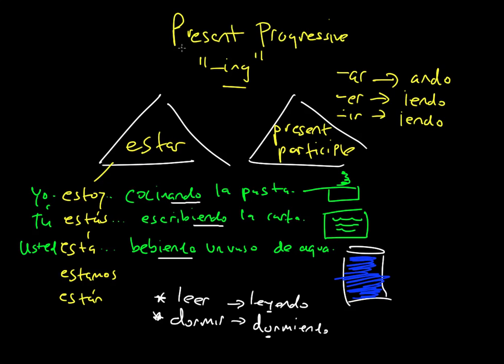So take a look at the present progressive in Spanish and remember to include an estar, a form of estar, and a present participle. Okay, if you have any questions, let me know.